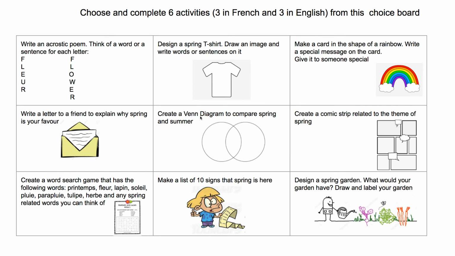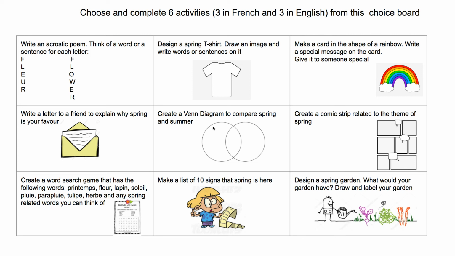Number 5, create a Venn diagram to compare spring and summer. Now, Venn diagrams are used to compare 2 things. So let's say you write spring here and you write summer here. You're going to list on this side all the things that make spring different from summer or special, and here all the things that make summer special or different from spring. For example, here for spring, you might say the flowers start to bloom.